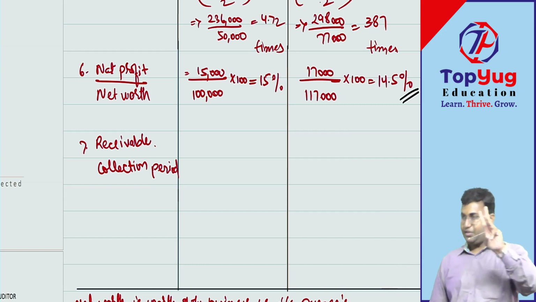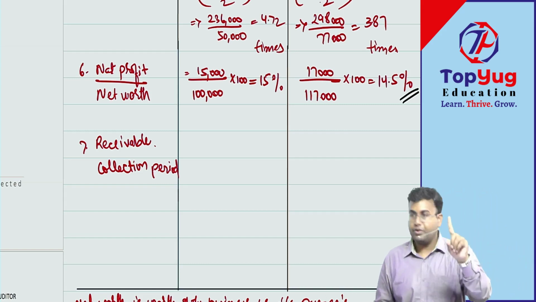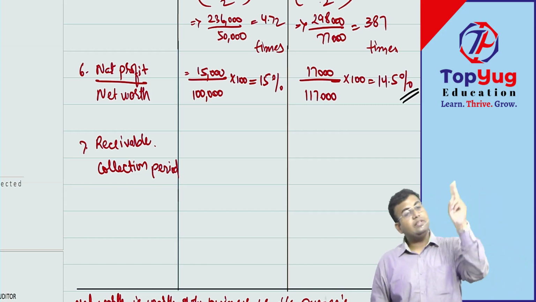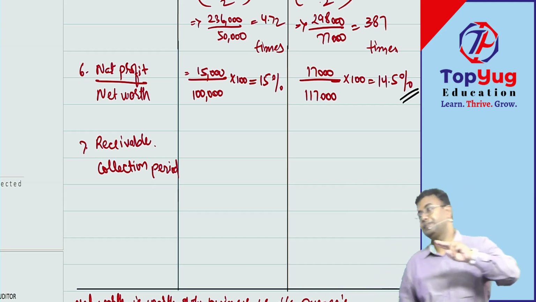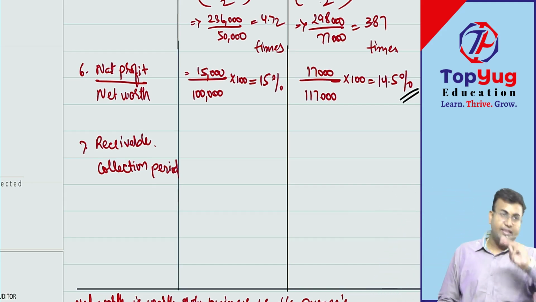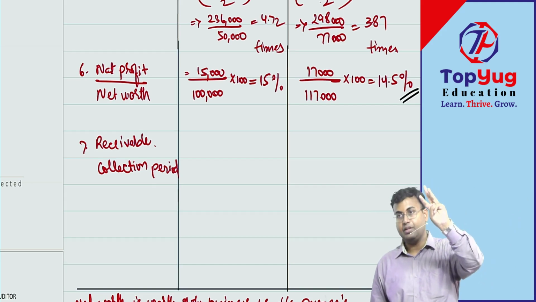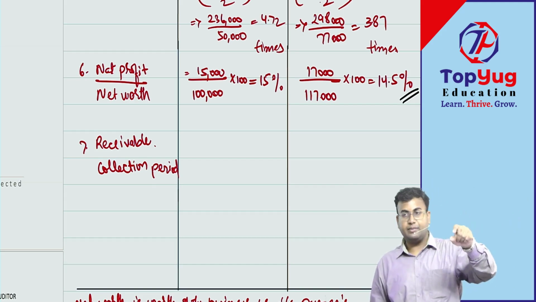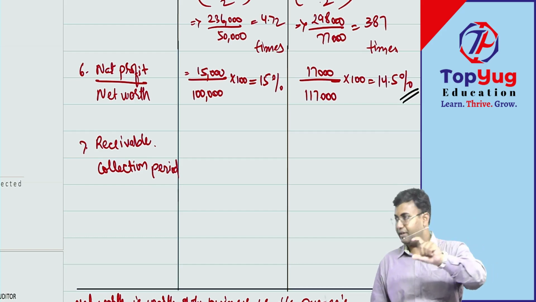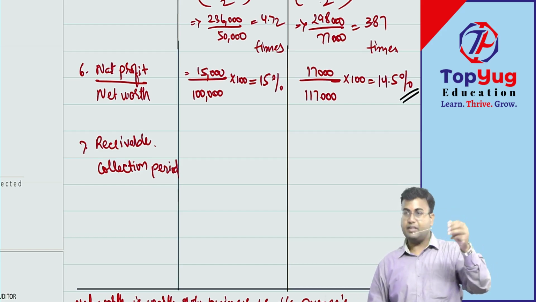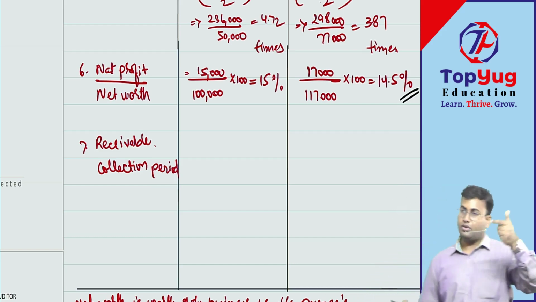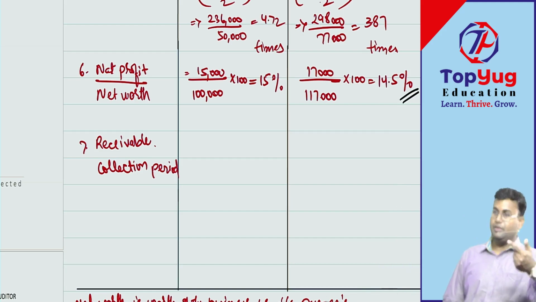So there are three ratios. One is debtor turnover ratio, one is debtor velocity, and the third one is receivable collection period. Basically it could be debtor sometimes, stock sometimes, creditor sometimes, whatever it is, but there are three categories. One is normal, that is turnover, then velocity, and then collection. Are we all good?